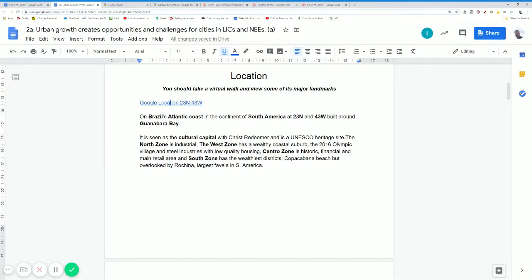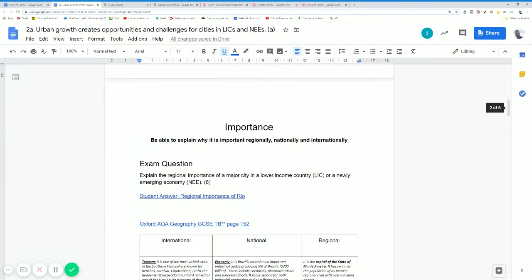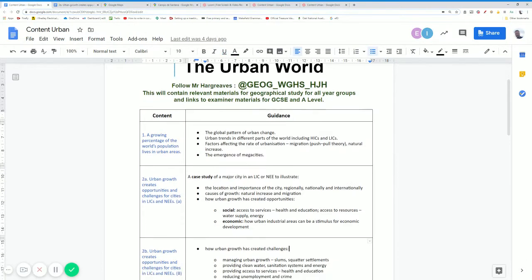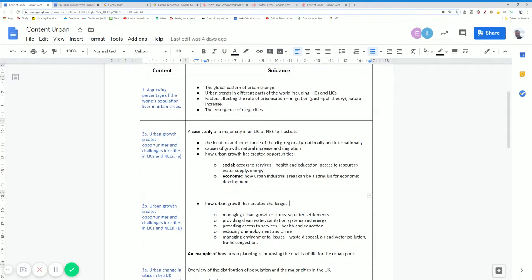So if you look at employment, just mentioning the steel industries in the west zone, straight away you're being specific. So the more you know about this city for all of the questions, in terms of place names and where things are, the better. In terms of its importance, which is the next little section you have to look at, if we go to our content sheet, we've got location there. The next little bit is the importance of the city.